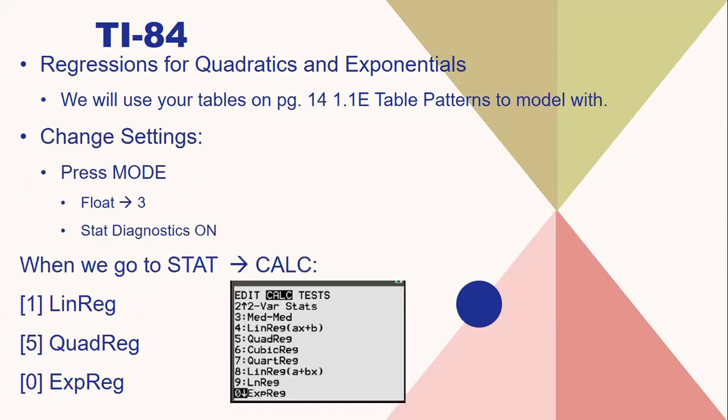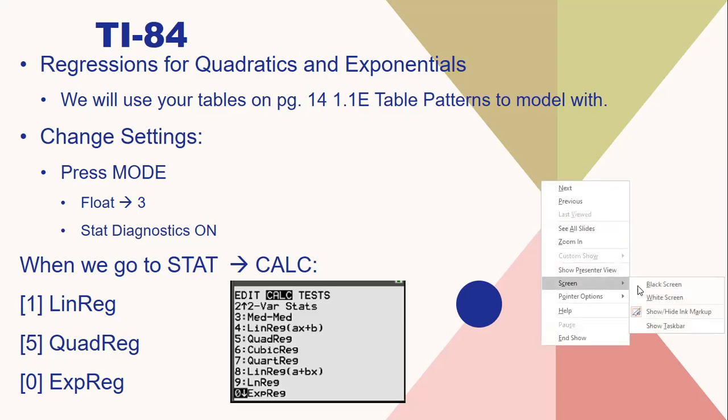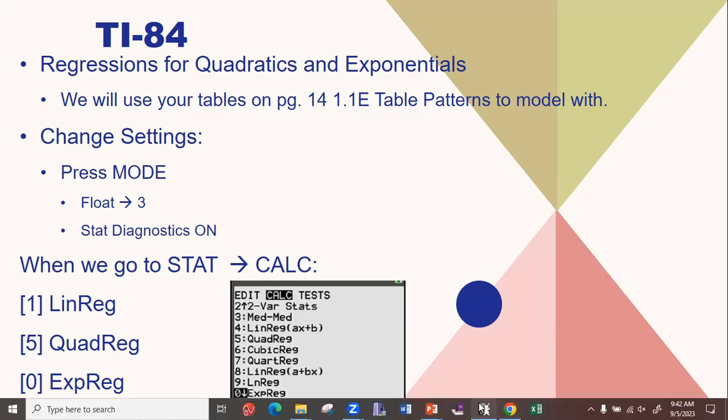All right, so we're going to do some examples with these. We're going to use example 1 on your 1.1e table patterns as the table we're going to input and practice with. Okay, are we cool? So I'm going to right click, go to the screen, show taskbar, and open Sylvie.